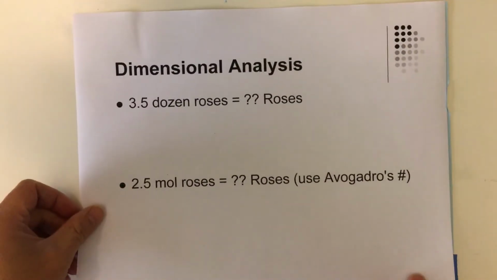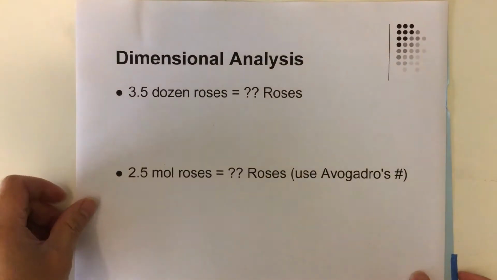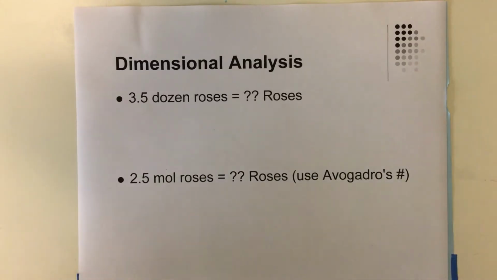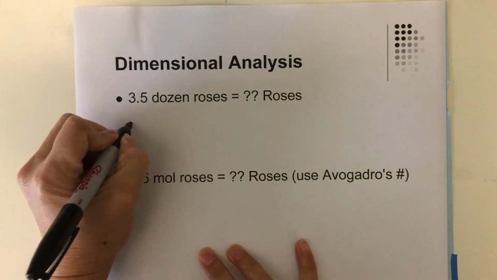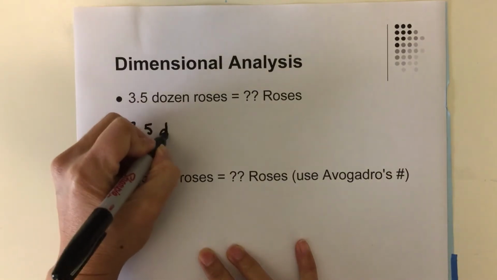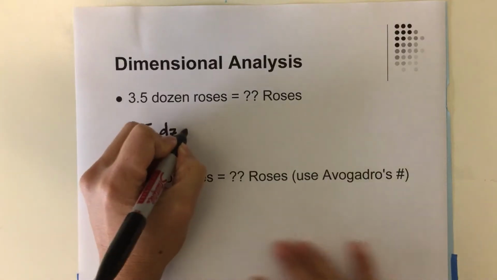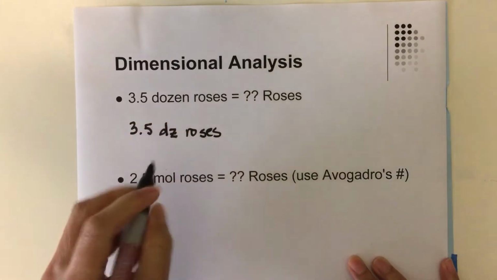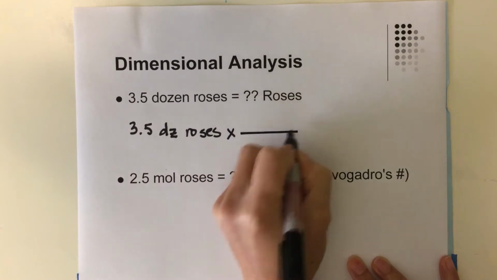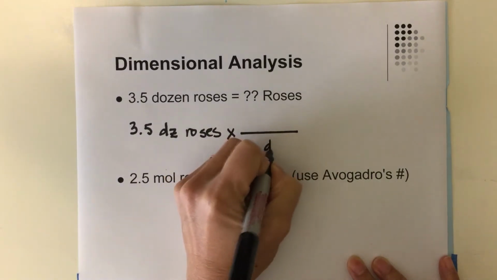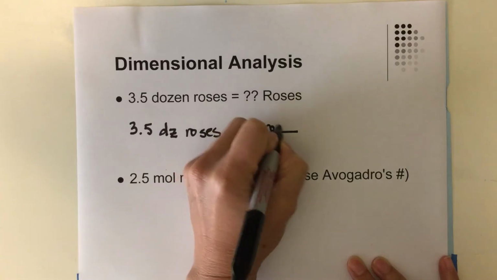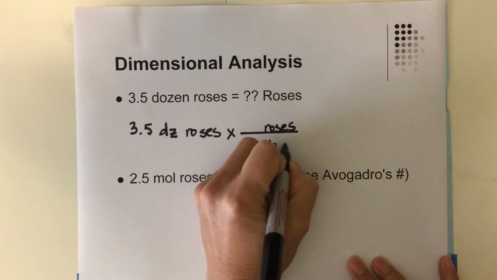So let's start off with a really quick review on dimensional analysis. Dimensional analysis is basically converting from one unit of measurement to another unit of measurement. So here we have a simple example of 3 dozen roses, and we're trying to figure out how many roses that would be. So if I have 3.5 dozen, which is abbreviated DZ, roses, and I'm trying to get to the number of roses, what I would do is I would convert my dozen units to roses. So dozen roses to roses.